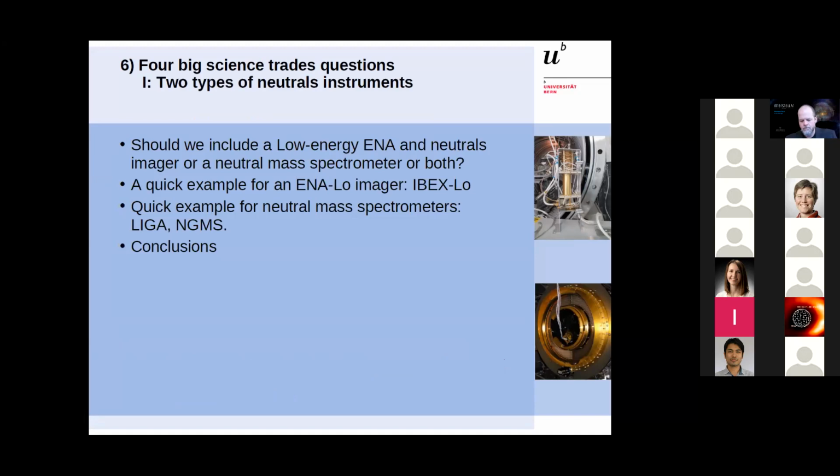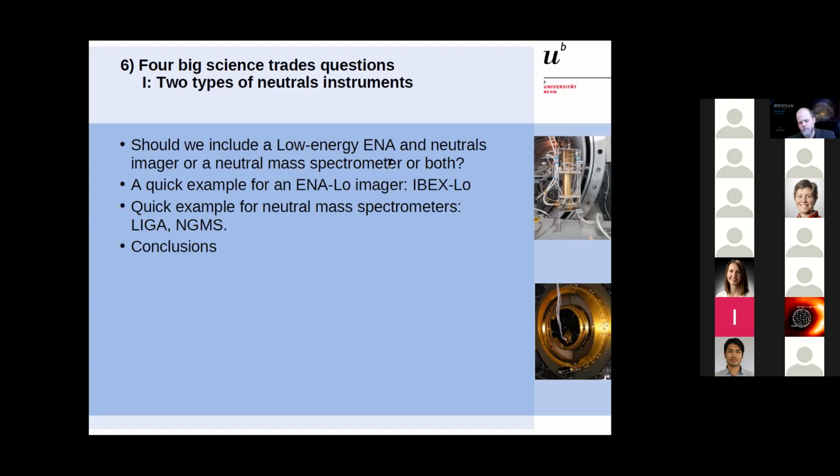When we talk about measuring interstellar neutrals, what kind of instrument do we talk about? In the dummy payload, you see a neutral mass spectrometer, which is fine for many of the questions, but not for all the questions. Basically, there are 2 options, 2 different types of instruments. We can think of a low energy ENA imager, or we can think of a neutral mass spectrometer, or of course, scientifically speaking, best would be both of them.